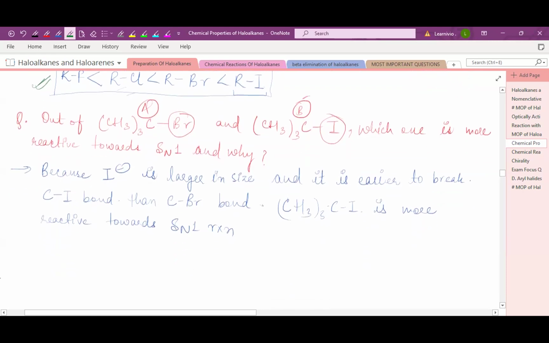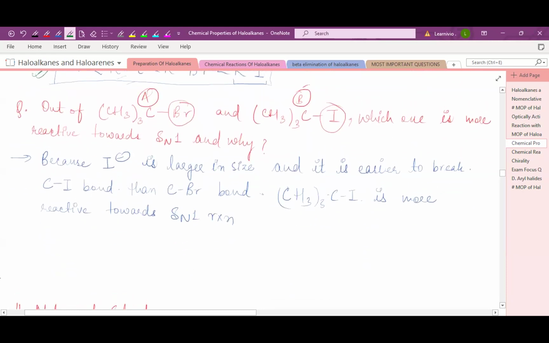Okay, so here's the question. Out of these two molecules, (CH3)3C-Br over here, this is molecule A, and this one. The alkyl group is the same in both of these, but the leaving group, meaning the halogen, is different. Here is bromine and here iodine is attached. Now the question is which one is more reactive towards SN1 and why? It's very simple.